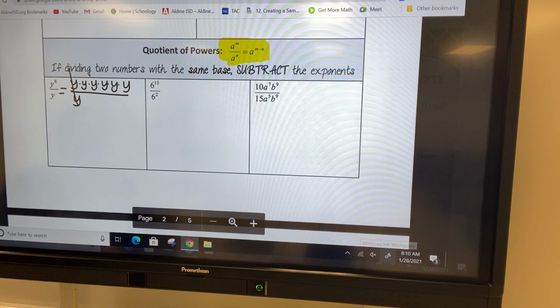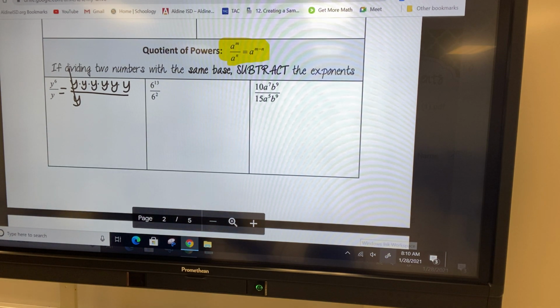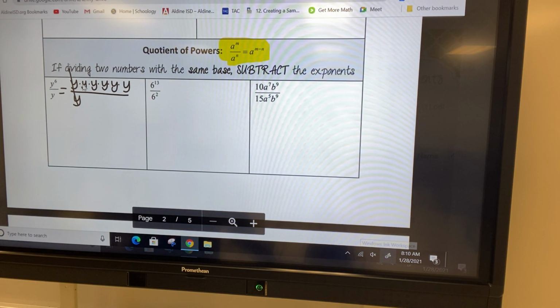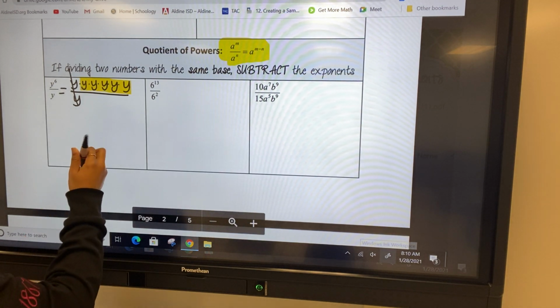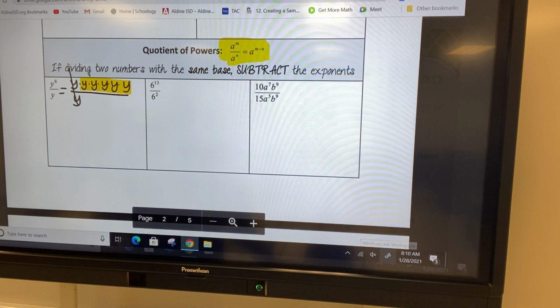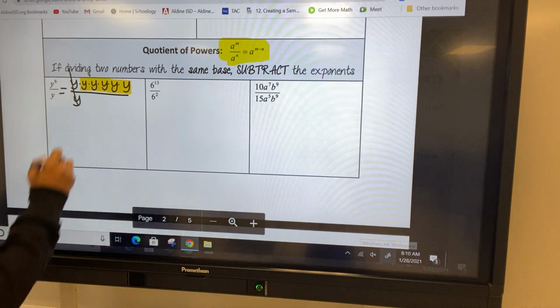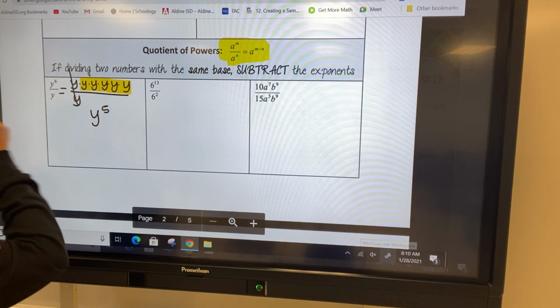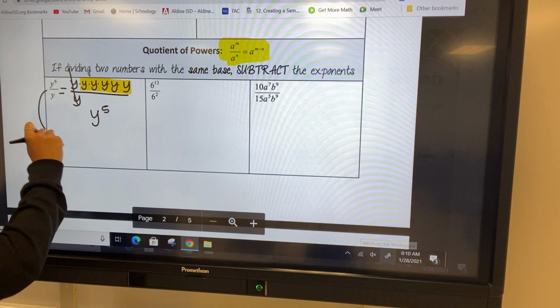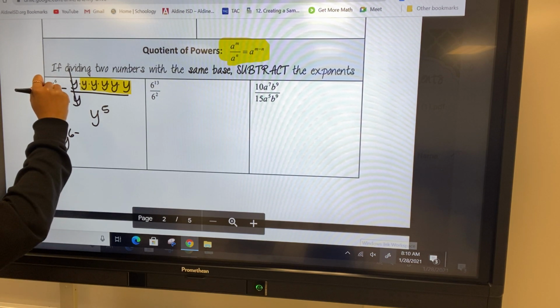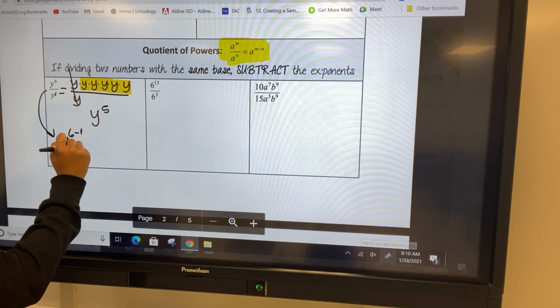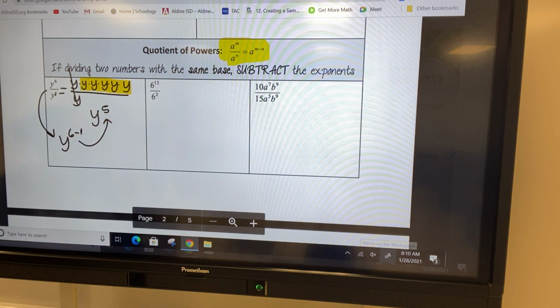So that y is going to cancel out, and then I'm going to be left with only this, which is 5 y's. So my answer here is going to be y to the power of 5. And if I were to use the rule, it says it's the y, which is the base, and then 6 minus 1, and again, if it doesn't have an exponent, you give it a 1. 6 minus 1 is how we would have gotten the 5. Okay? I'm going to try that here.